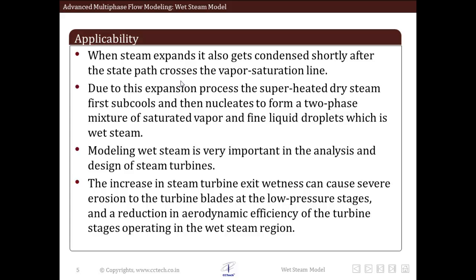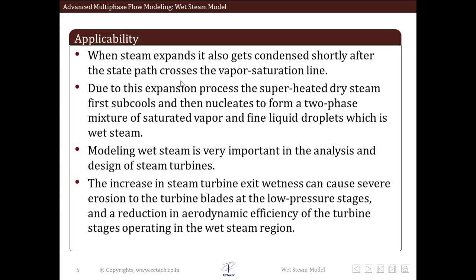Now let us see, where do we apply this wet steam model? What are its uses? Which type of problem do we solve using the wet steam model? When steam expands, it also gets condensed shortly after it crosses the vapor saturation line. Due to this expansion process, even the superheated dry steam first subcools and then nucleates to form a two-phase mixture of saturated vapor and fine liquid droplets. This is thermodynamically defined as wet steam.